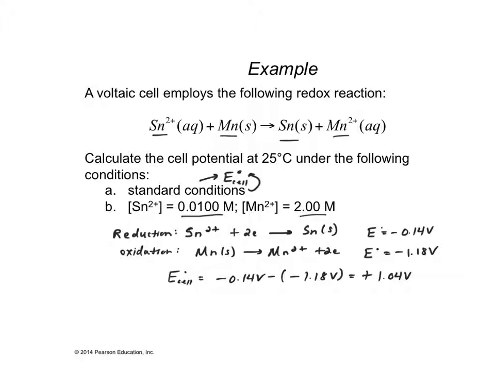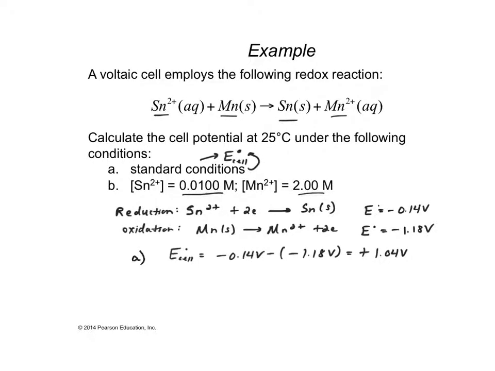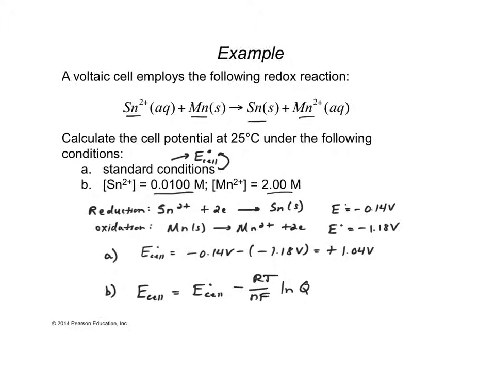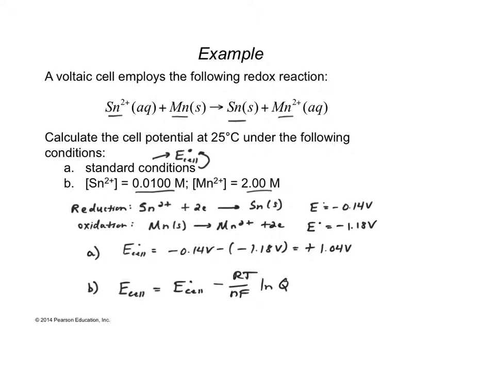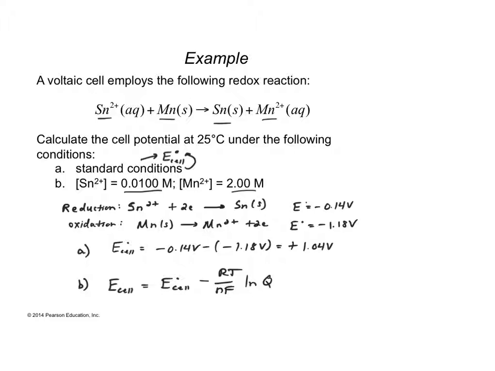Okay, so that's A, standard state. B, moving away from standard state. To calculate this not at standard state, we need the cell potential at standard state, minus RT over nF ln of Q. How would I calculate Q for this reaction? The concentration of products over reactants raised to their stoichiometric coefficients. So I'll write Q up here, and write the concentrations of these down below just to remind myself.